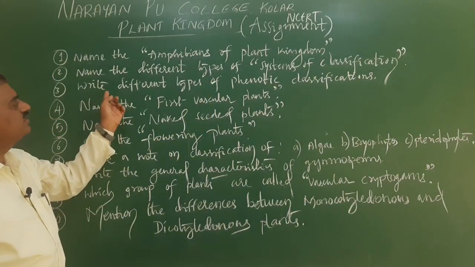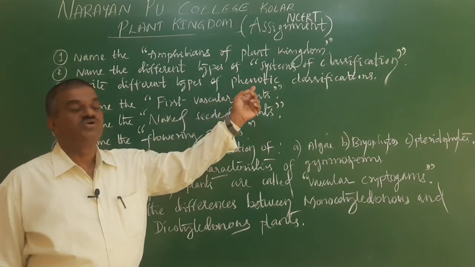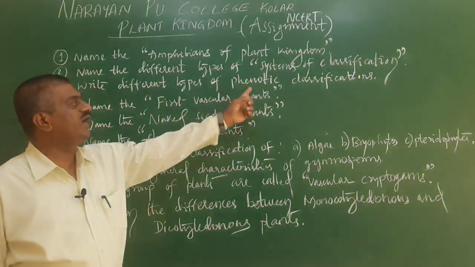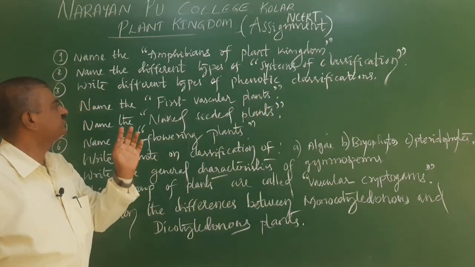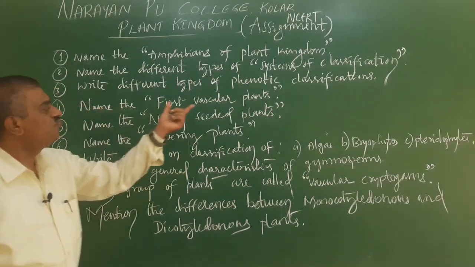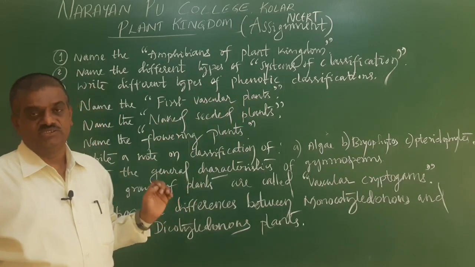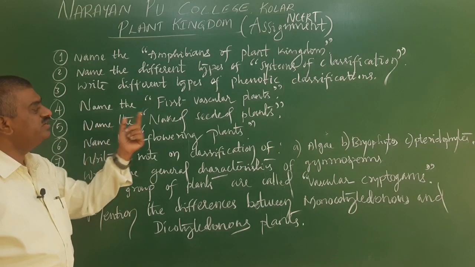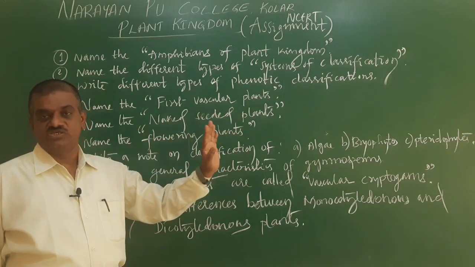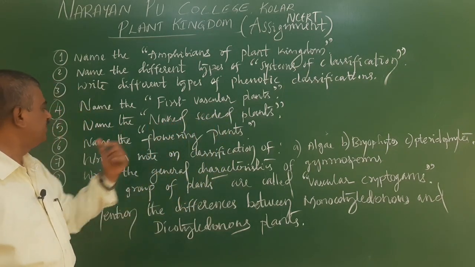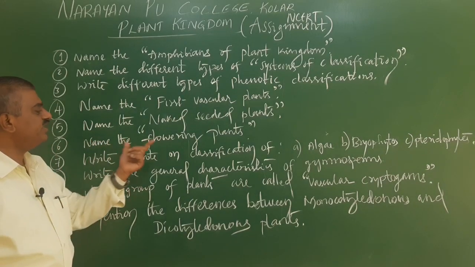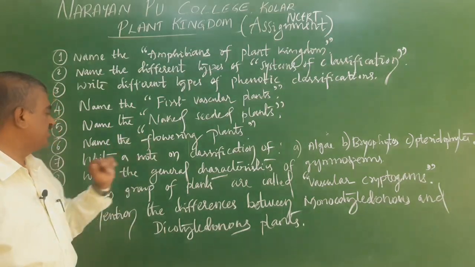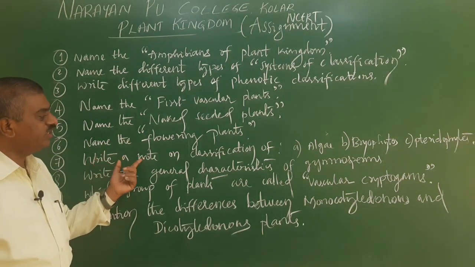The third one is, write the different types of phenotypic classification. In phenotypic, there are different types. You are going to write that phenotypic classification. Next, name the first vascular plant. Next, name the naked seeded plants. Next, name the flowering plants.